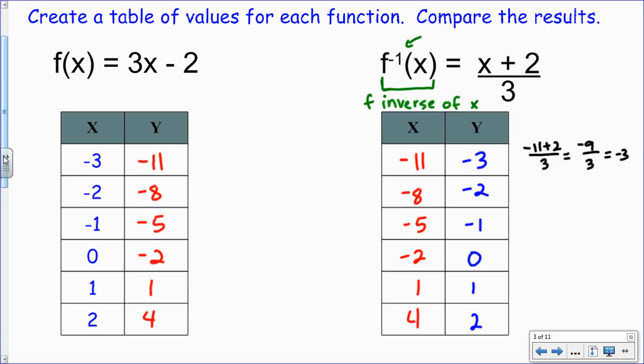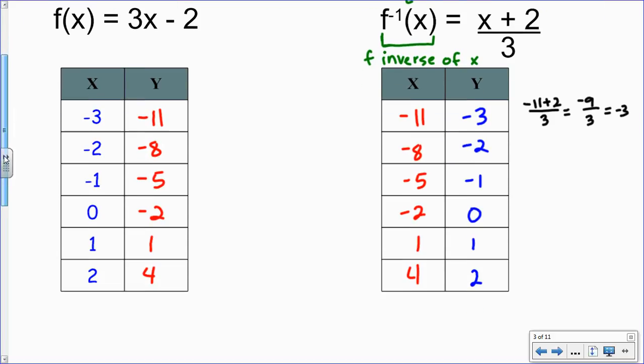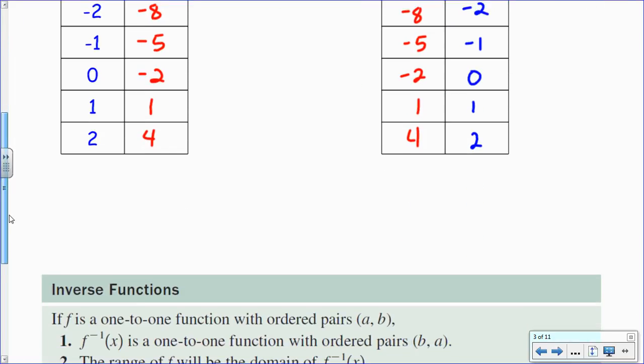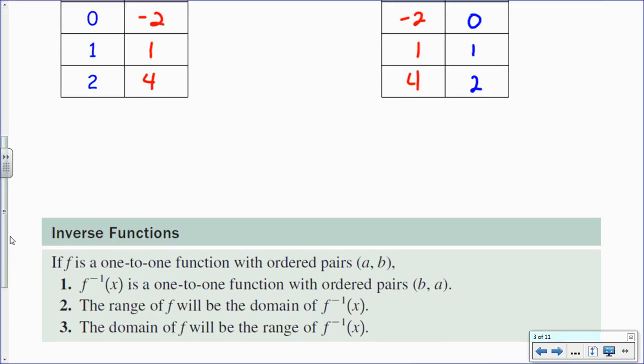So what do we notice? Yeah. So your x and y coordinates switch. So all these domain values in f of x become your range values in f inverse of x. So that's a property of inverse functions. Your x and y's will switch. So we summarize that here.